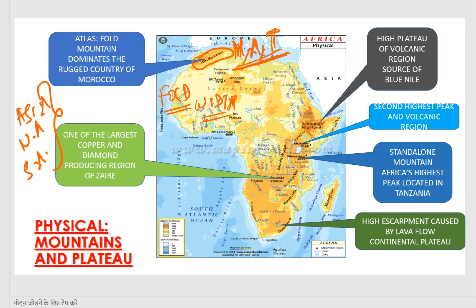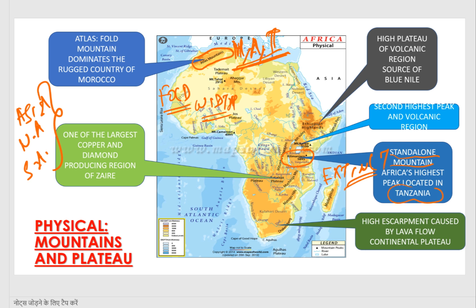Apart from this, isolated mountain peaks are present in the eastern part of Africa, and especially the area around Lake Victoria. Just south of Lake Victoria is present the highest mountain peak of Africa, that is Mount Kilimanjaro. It's a standalone mountain. It is an extinct volcano and it is located in Tanzania.